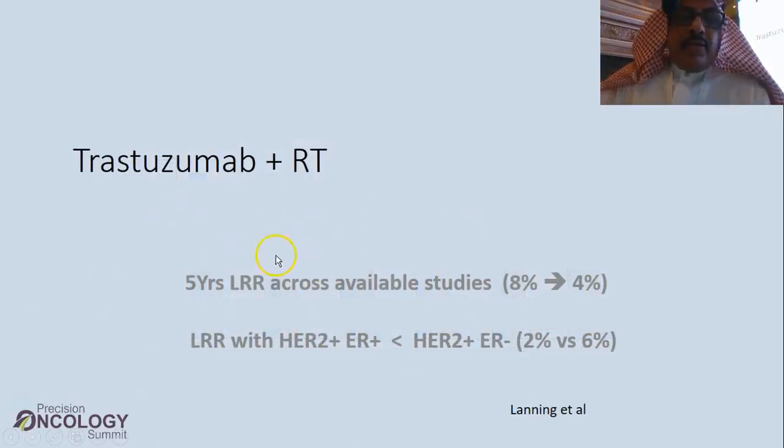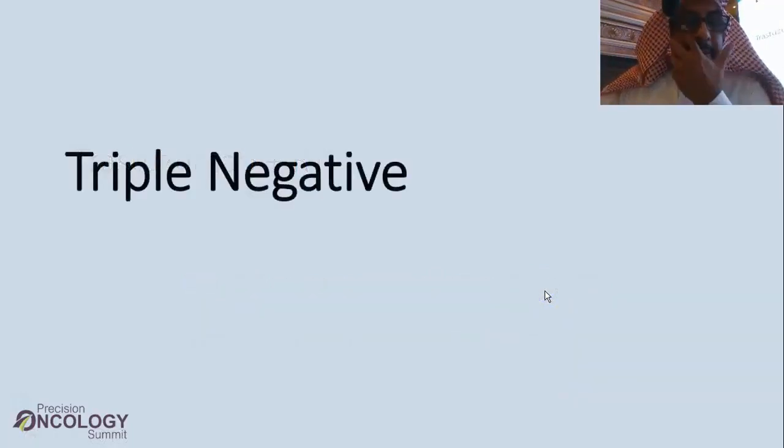It dropped by about 50% since we started HER2 therapy for the HER2 positive patients, of course. So now in this group of patients, if you use both radiation and trastuzumab across the available studies, the figure drops from about 8% down to 4%. And we know for the HER2 positive, if they are also ER positive, they do much better than if they are ER negative in terms of local control, 2% versus 6%.